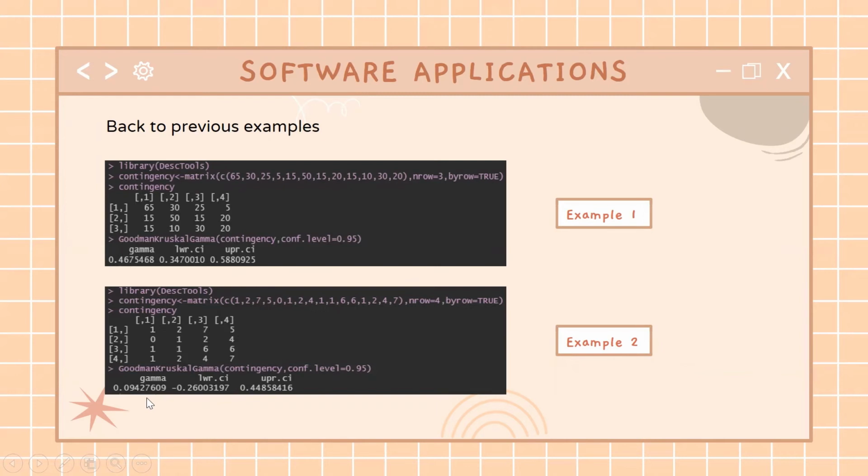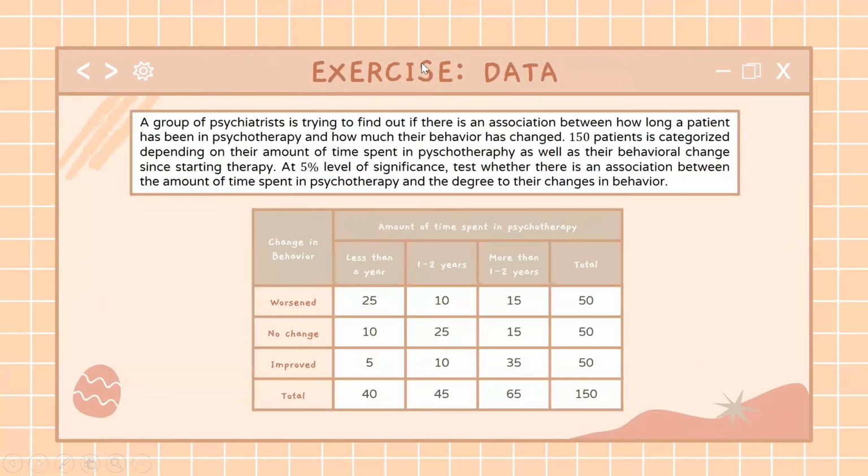And mapapansin natin na hindi pa tayo bibigyan ng decision ni R. We're still left to compute it for ourselves. So parang ginawa lang niya yung part of the solution pero kailangan pa rin natin mag-manually compute on our own. Ang ilalabas lang niya ay yung value ng Goodman and Kruskal-Gamma. So ayun, that's it for your software applications. If you wanna practice pa, here's an exercise that you can work on.